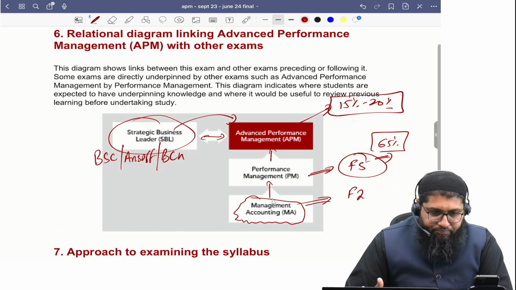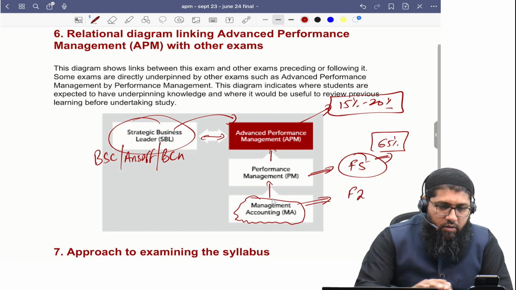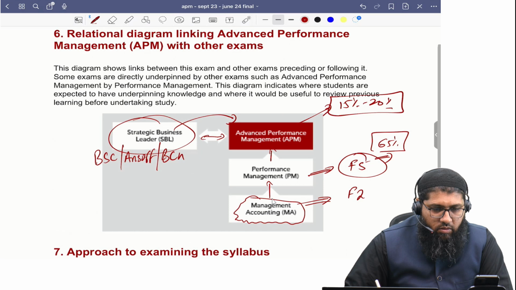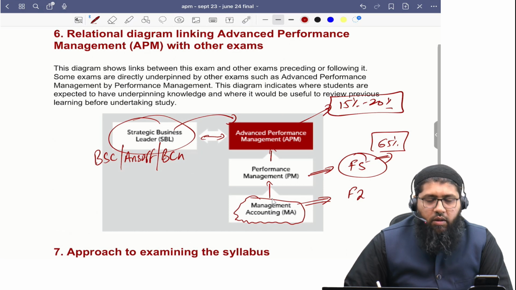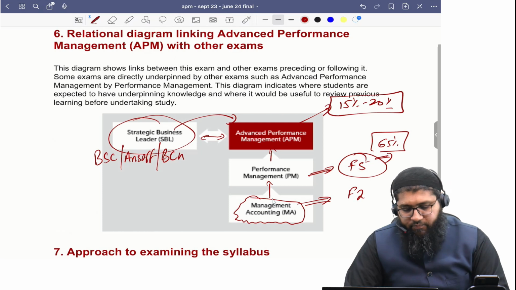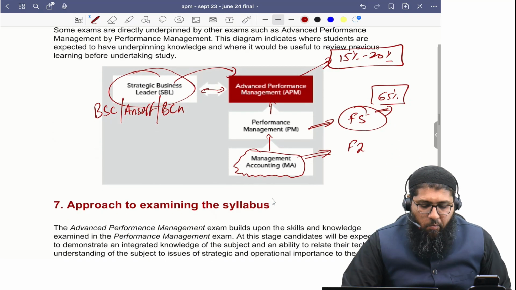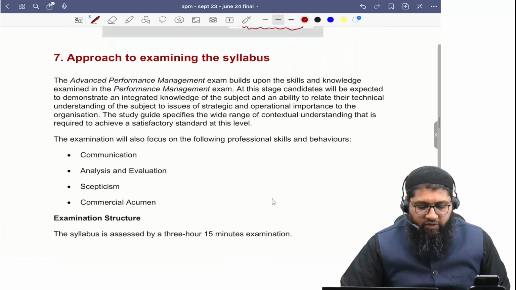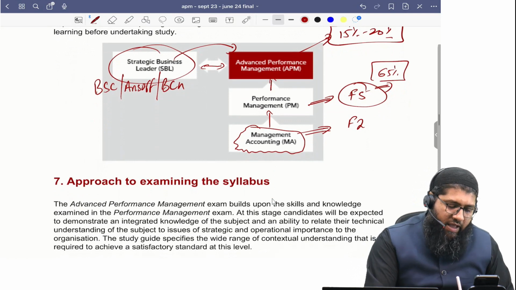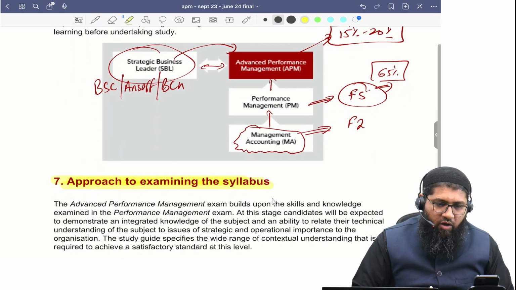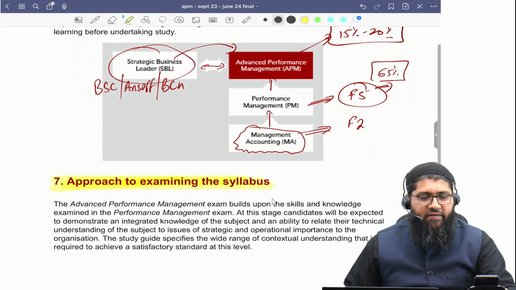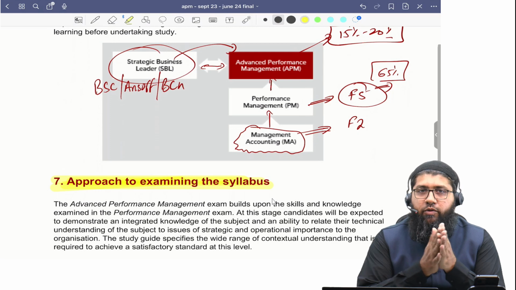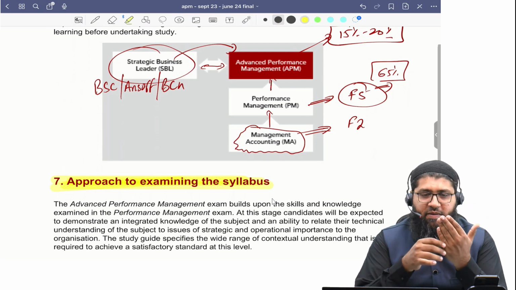Now, let's move a bit forward and discuss further. I would now be discussing the approach to the examination of the syllabus, that is, the approach that we would be adopting in order to handle this specific syllabus.